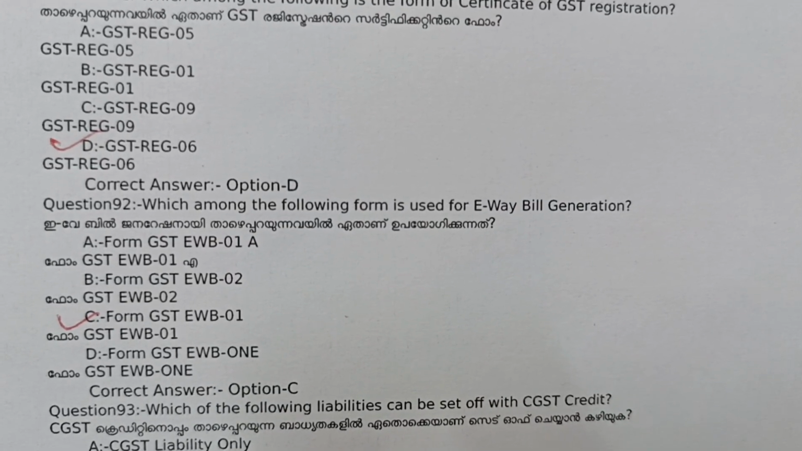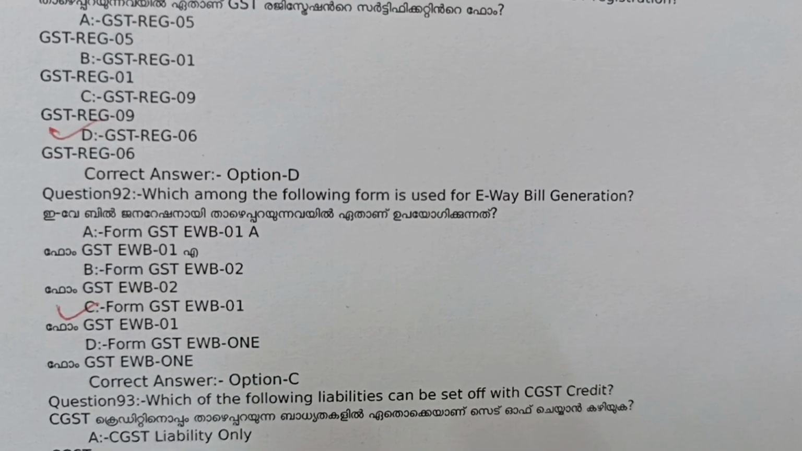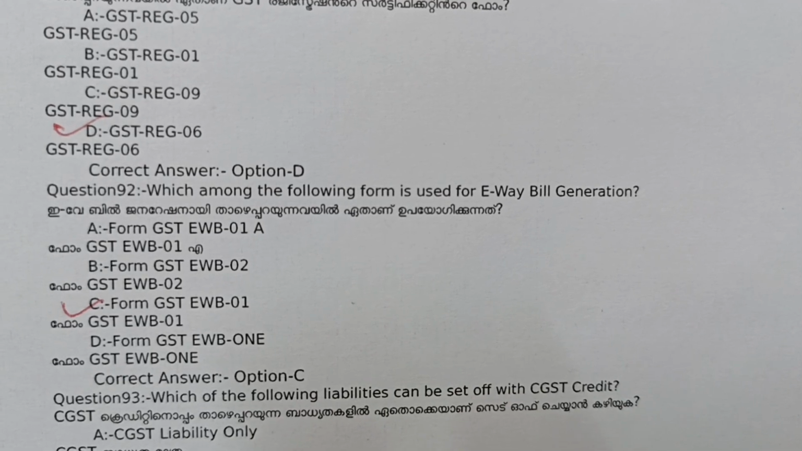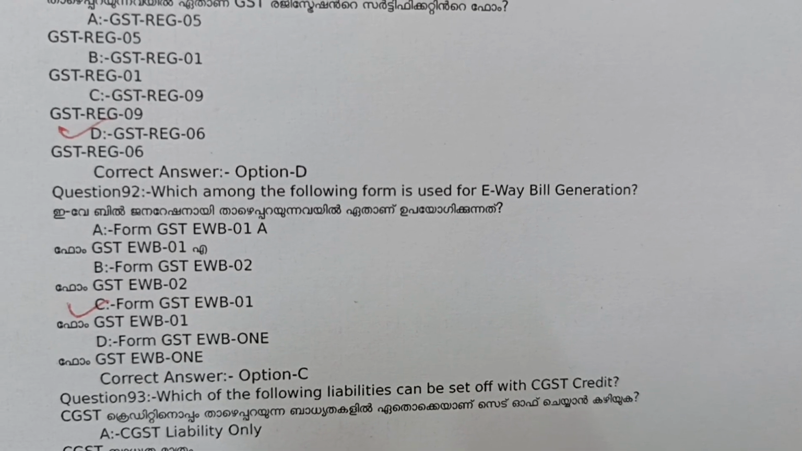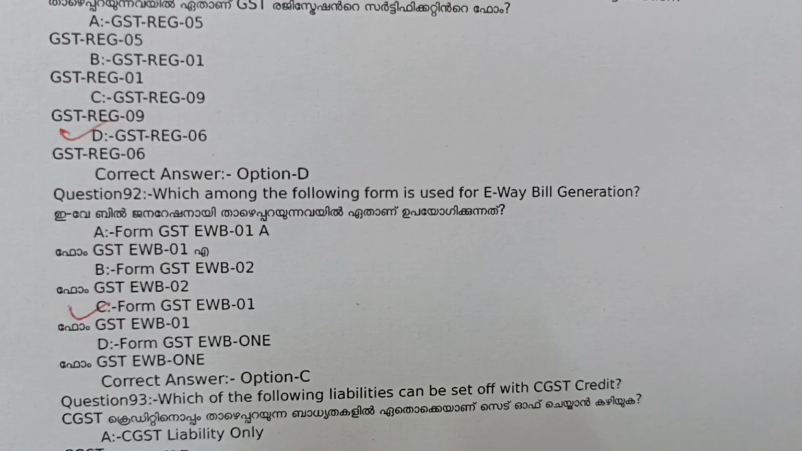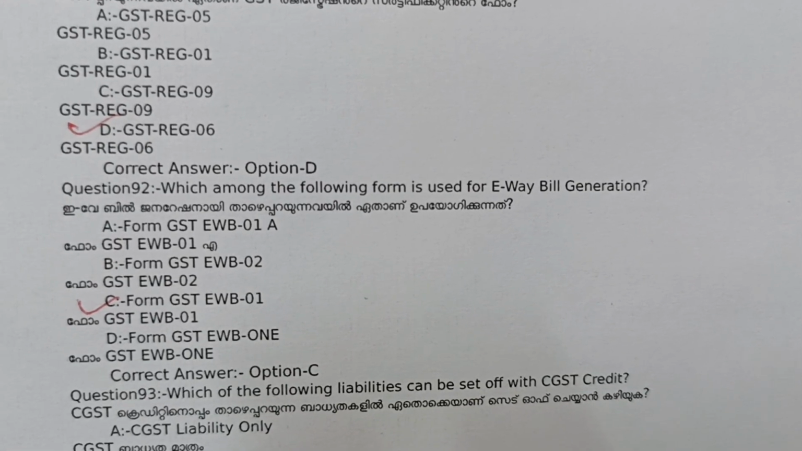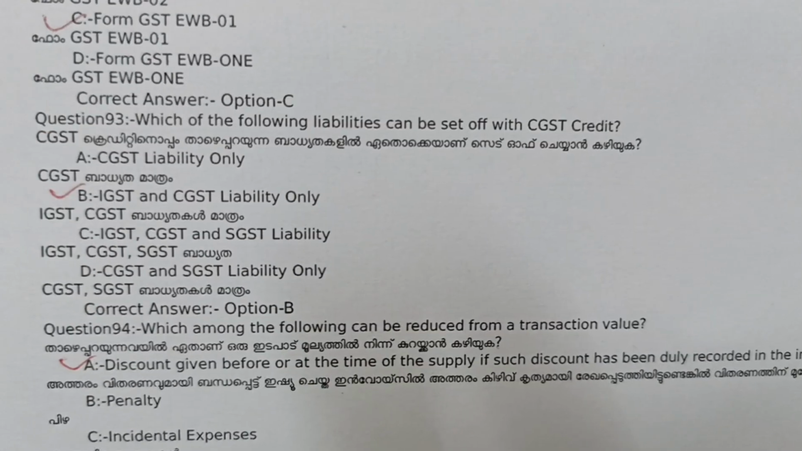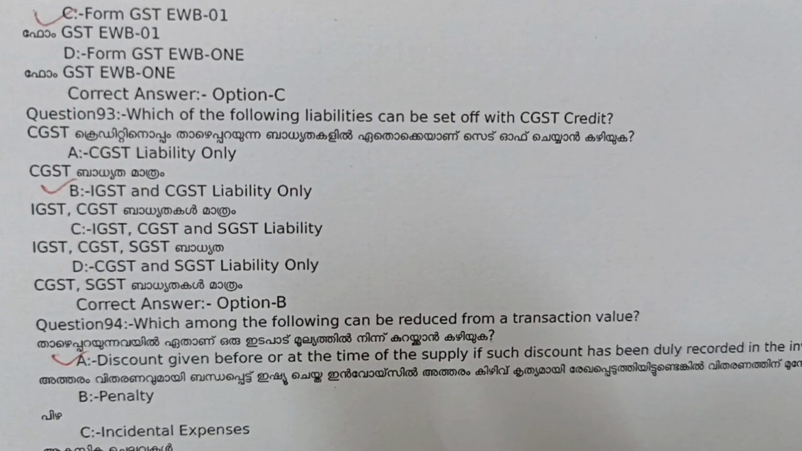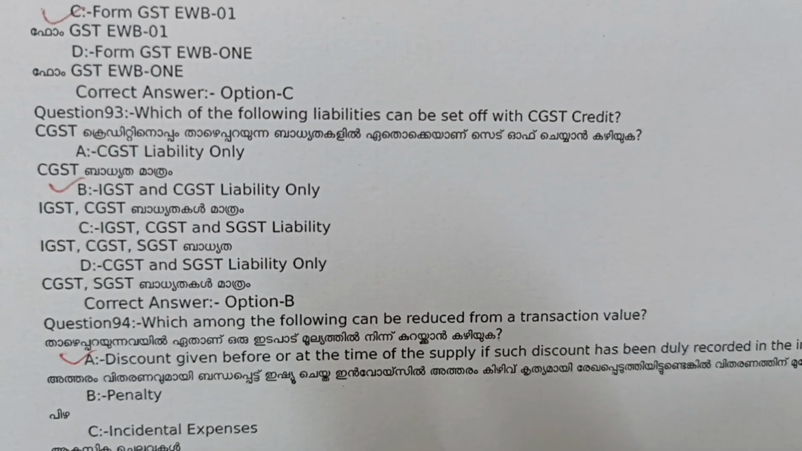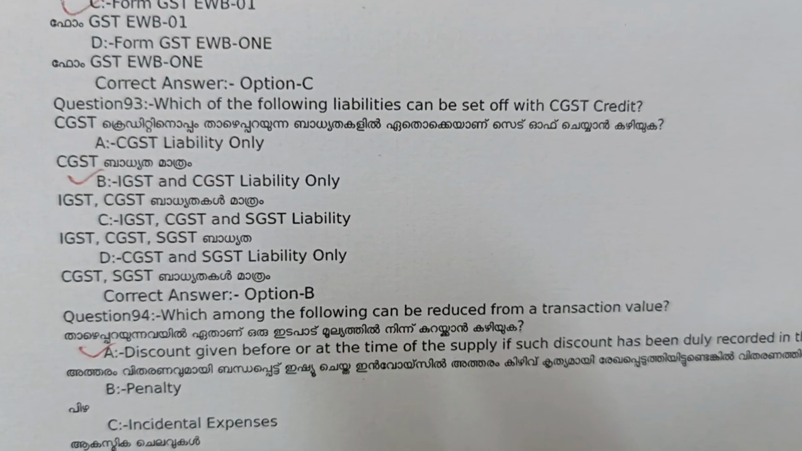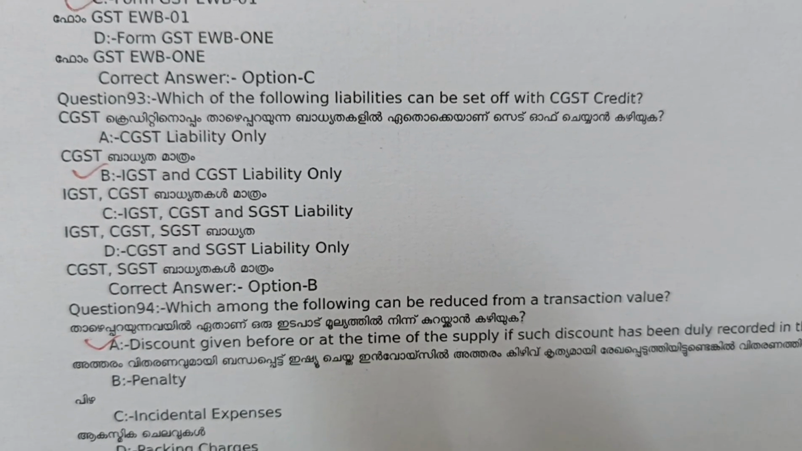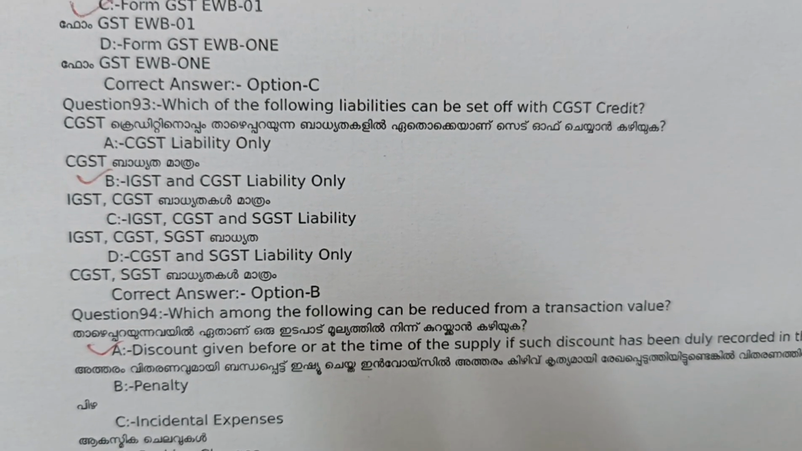Question number 92. Which among the following form is used for e-way bill generation? Answer, C. Form GST EWB 01. Correct answer, option C. Form GST EWB 01. Question number 93. Which of the following liabilities can be set off with the CGST credit? Answer, IGST and CGST liability only.